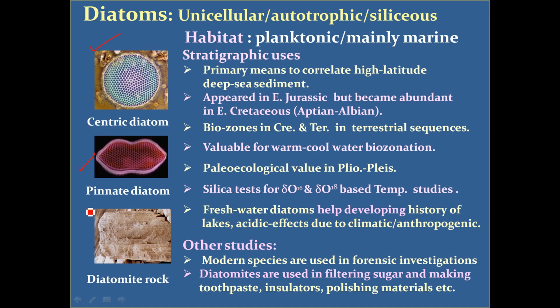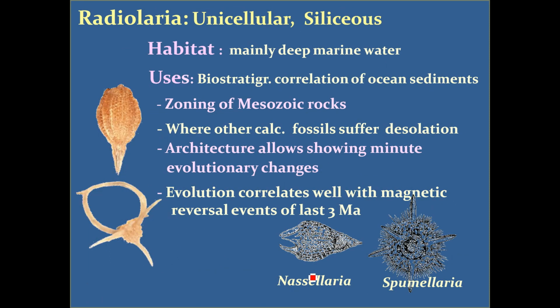And here there is one rock entirely made up of diatom, that is called diatomite, a layered sedimentary rock. This diatomite is used nowadays in industry for filtering sugar and making good quality toothpaste, and also as insulator and polishing material. And the modern species of diatoms are used in forensic investigations in a very high way.